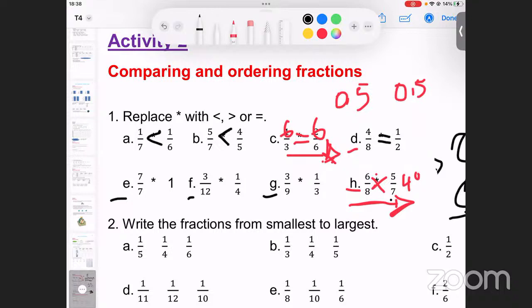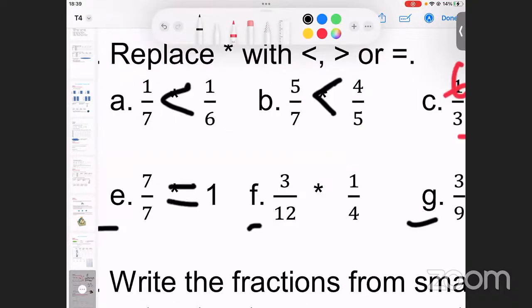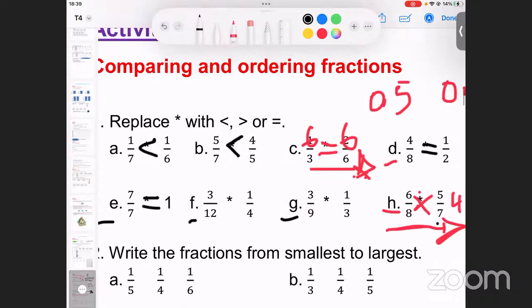Adelaide, what did you get for E? Are we replacing with greater, less than, or equal to? Ma'am, the answer is equal. Okay. Butlali, what's the answer for E? Equal to. Manahil, what's going to be the answer for E? Equal to. Perfect.